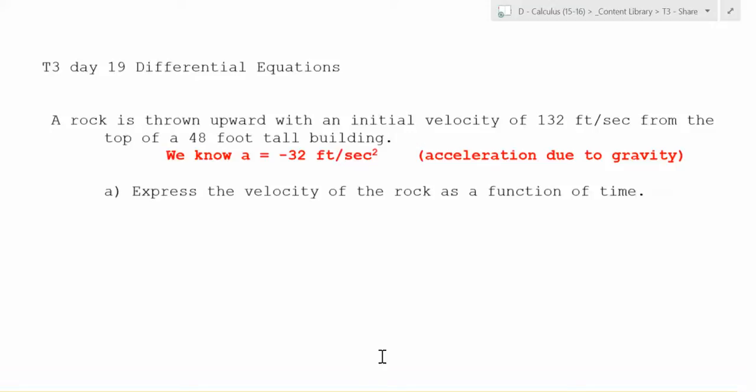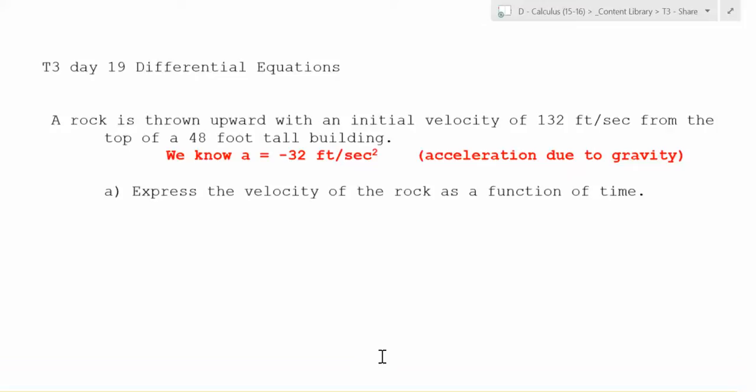That has a rate of change is a differential equation. So we're going to talk about a rock being thrown upward here. It says a rock is thrown upward with an initial velocity of 132 feet per second from the top of a 48-foot tall building. We know that a equals negative 32 feet per second squared. You might have seen that before, or most of you probably have.